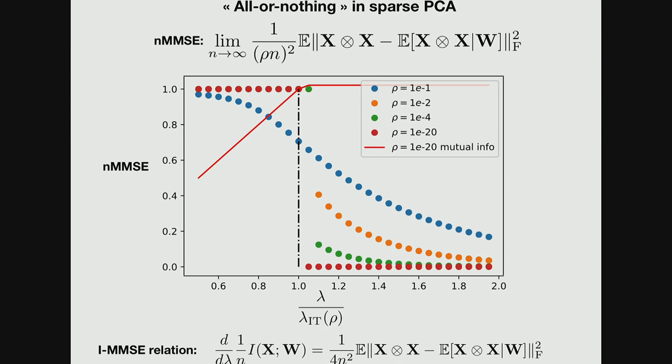This is the best estimator of the spike, the minimum mean square error estimator, given the data. So this is the best error you can aim for. Again, you have a rescaling with rho. And I plot this quantity, letting rho go to zero, and you see again, when I collapse all the curves as a function of the signal-to-noise ratio divided by the predicted information theoretic transition, that these curves collapse and get super sharp, and in the limit of very small rho, you see a step function. And here, this is the mutual information that essentially has a slope one, and then it saturates to its maximum value.